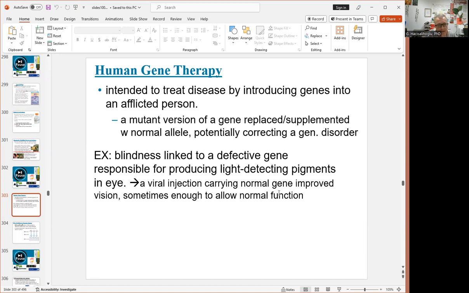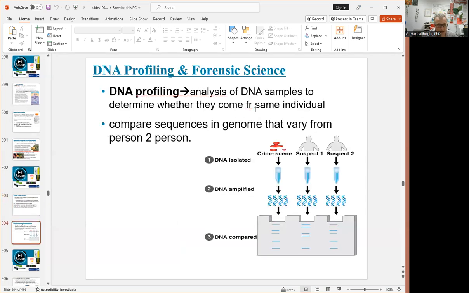So, an example is blindness linked to defective genes responsible for producing light detecting pigments in the eye. A viral injection carries a normal gene, improves vision, sometimes enough to allow normal function. Just one example. Okay, so fixing blindness, hemophilia, maybe cancer. The human gene therapy technique might be used effectively for this.